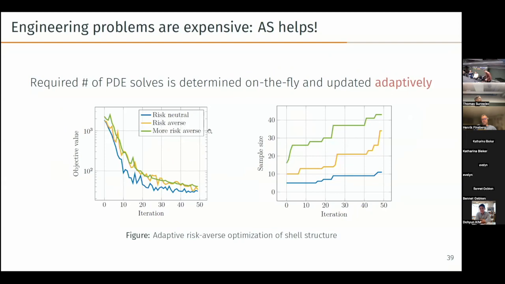So we can apply adaptive sampling to solve this problem. Adaptive sampling doesn't need to know the risk preference. It will figure out on the fly the number of samples you need to solve the problem right from the beginning, and then adjust the size of the sample set as you go. And you'll see, as one would expect, more samples the more risk averse you are.